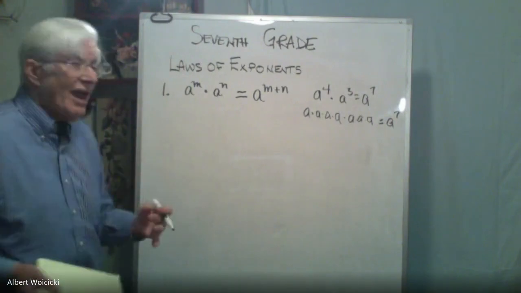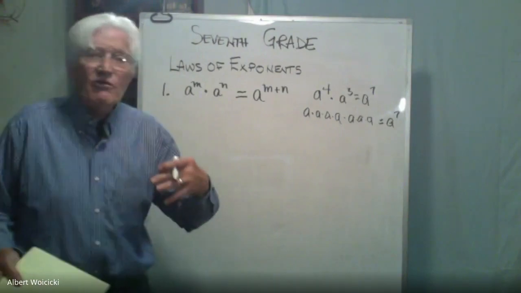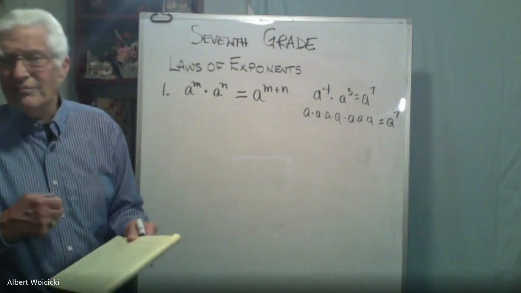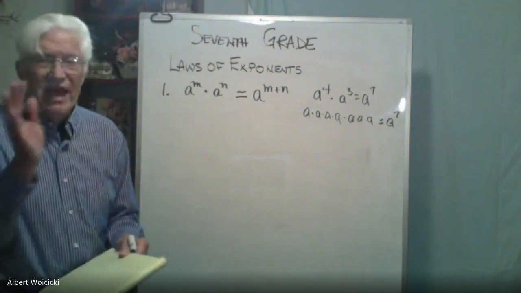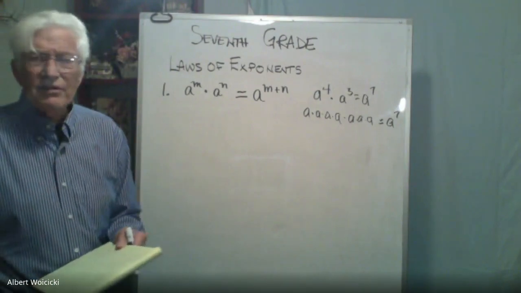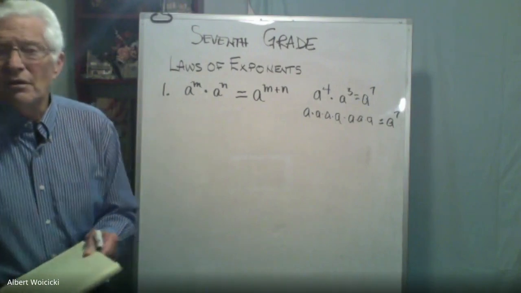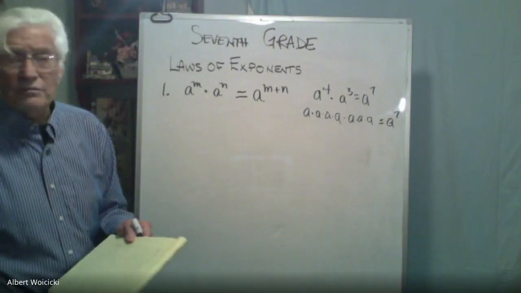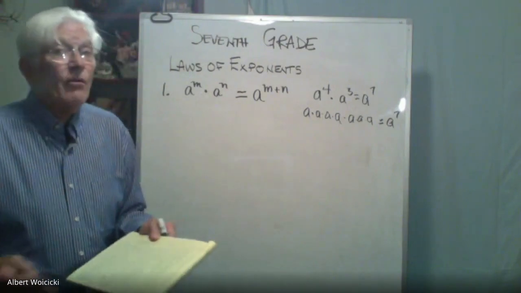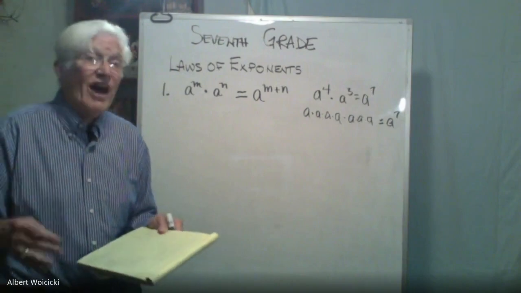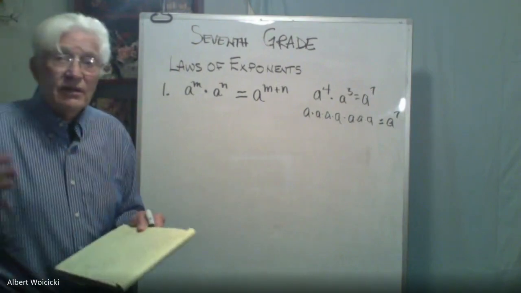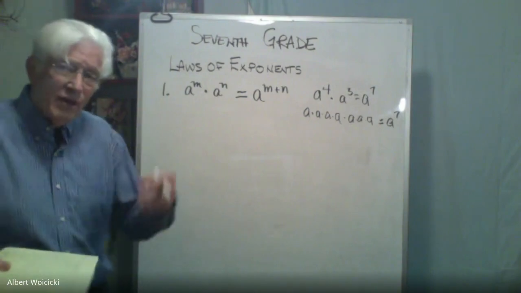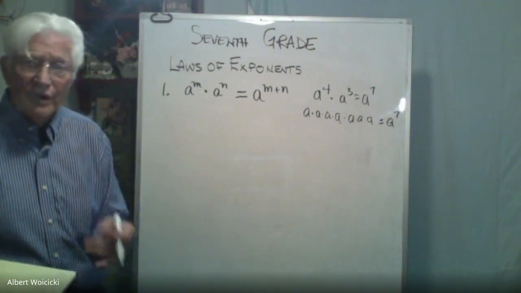And give them a lot of examples. Don't be afraid to give them tons of examples. You might just throw in examples day after day, whenever they're not thinking about it. 5 to the third times 5 to the 12th. They don't have to figure out what the total answer is, but it's 5 to the 15th. They just have to be able to add the exponents. So don't let them forget that that's what they're doing.